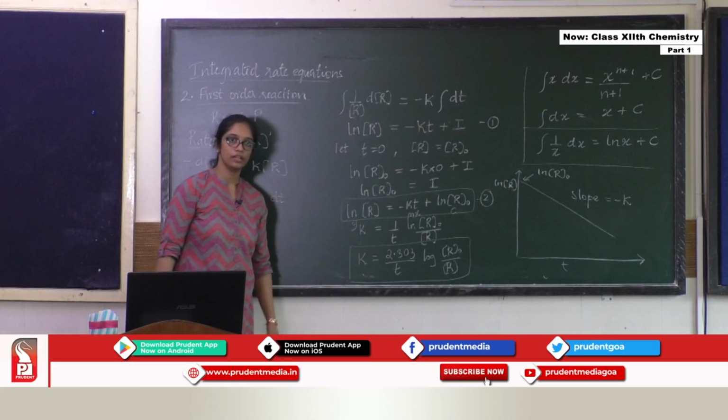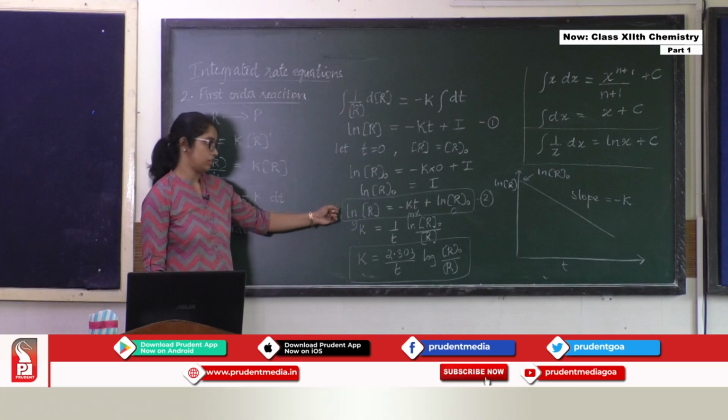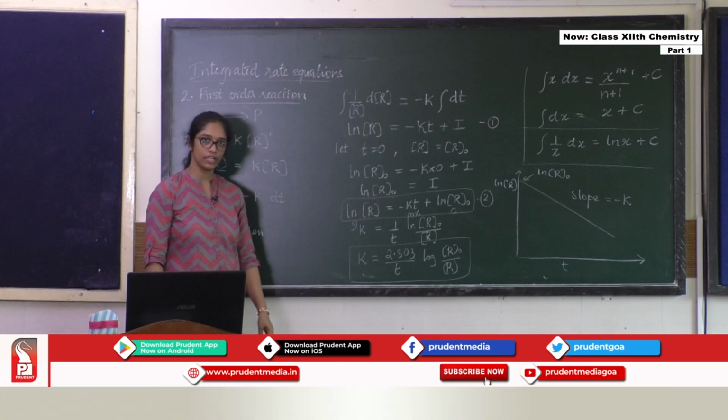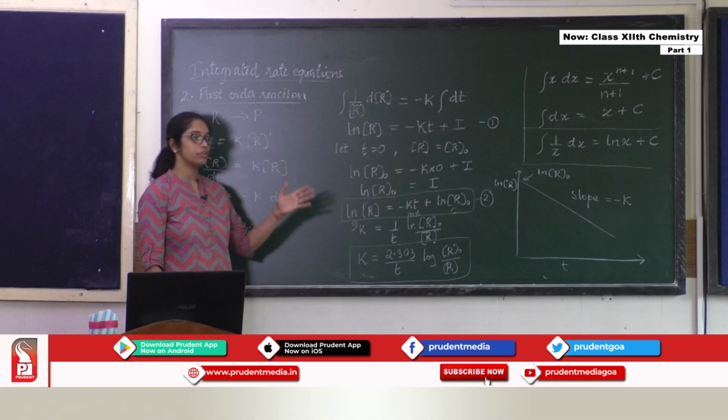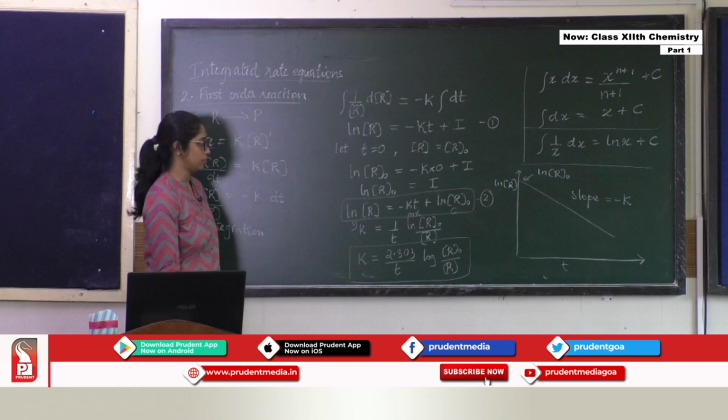Alright, so this is the way the plot is going to be for this particular equation, and you need to know what comes on the x and the y axis, what is going to be the slope and what is going to be the intercept. You should be able to even differentiate between the graph that I have drawn right now and the graph that I had drawn earlier for zero order reaction.